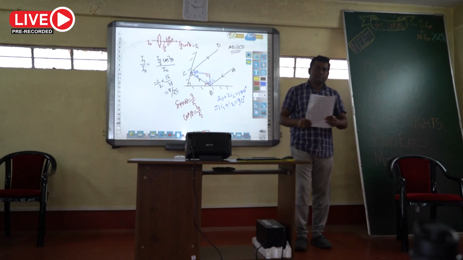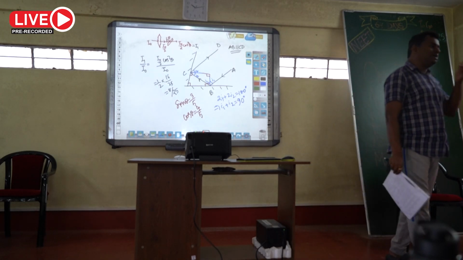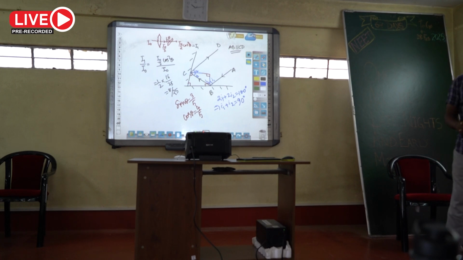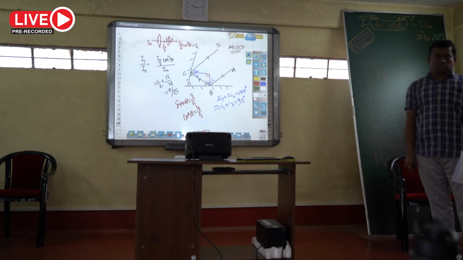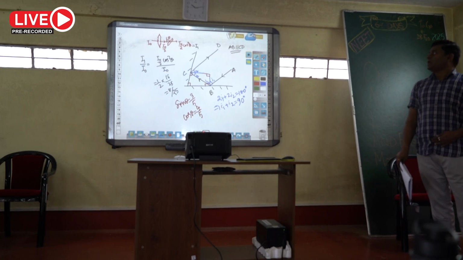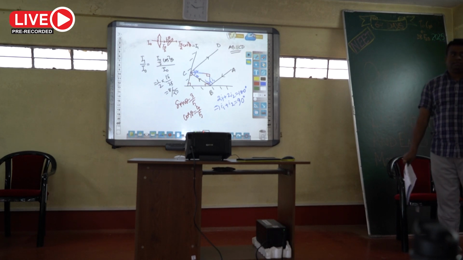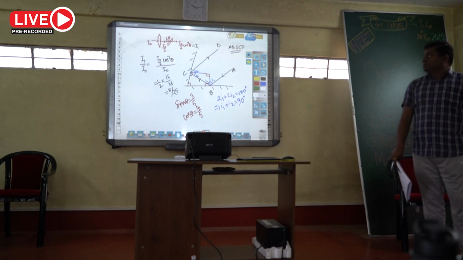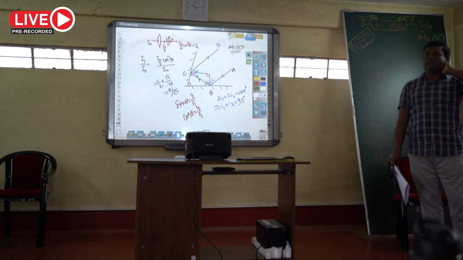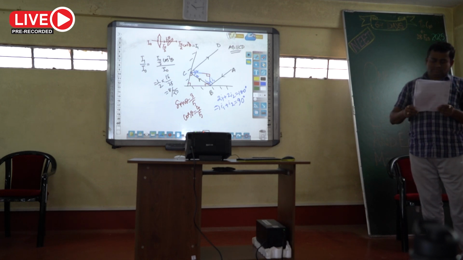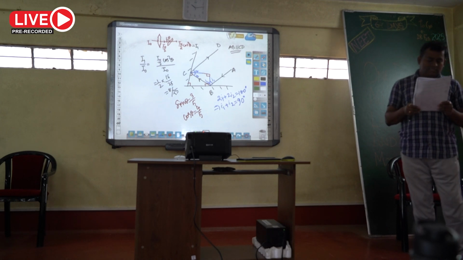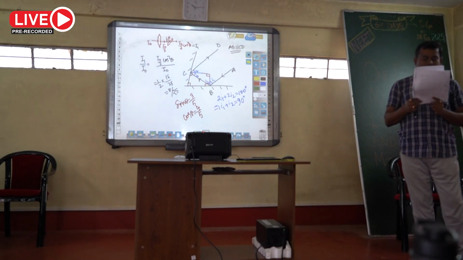After going through the first Polaroid, it will be I0 by 2. Then going through the second Polaroid, which is crossed, it will follow the Malus's law and it will be I0 by 2 cos square theta. Then you have to find the ratio of that I1 to I0. Next two questions are not in the syllabus. Then question number 60.